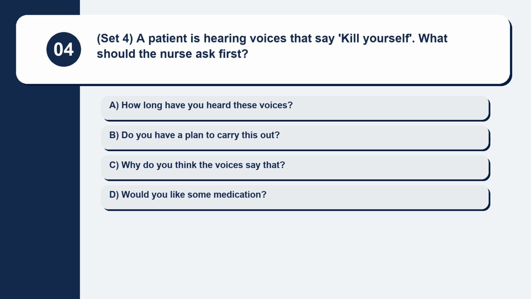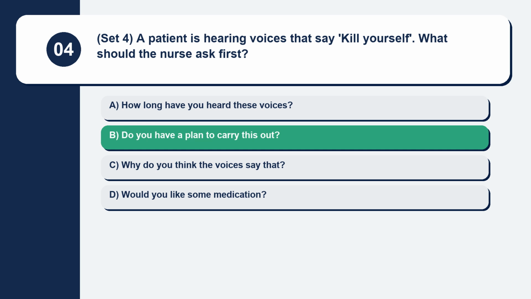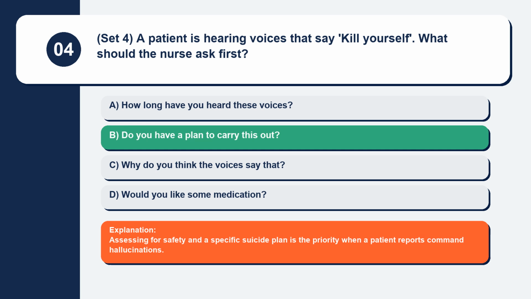Question 4. Set 4. A patient is hearing voices that say, "Kill yourself." What should the nurse ask first? How long have you heard these voices? Do you have a plan to carry this out? Why do you think the voices say that? Would you like some medication? Assessing for safety and a specific suicide plan is the priority when a patient reports command hallucinations.